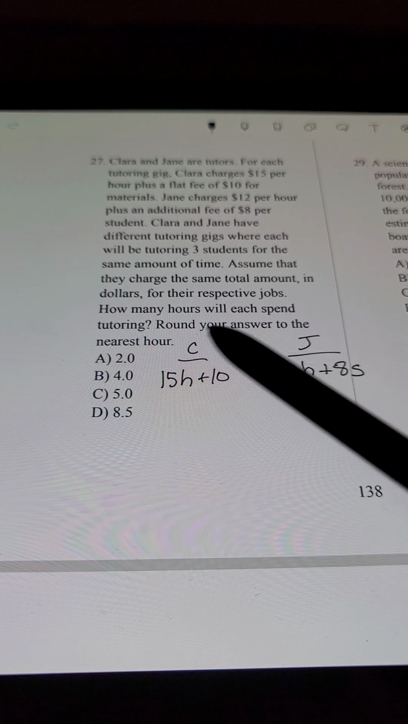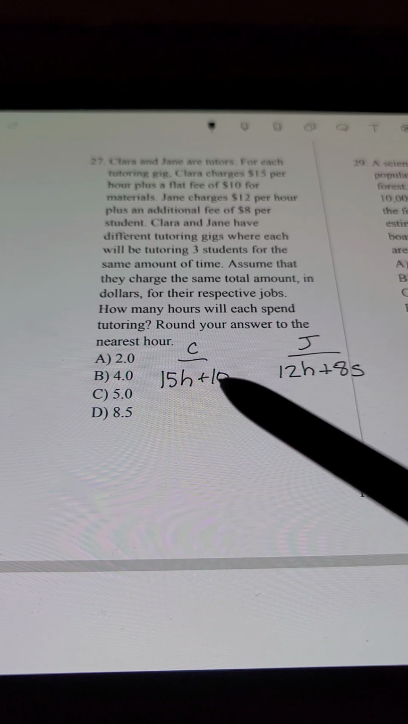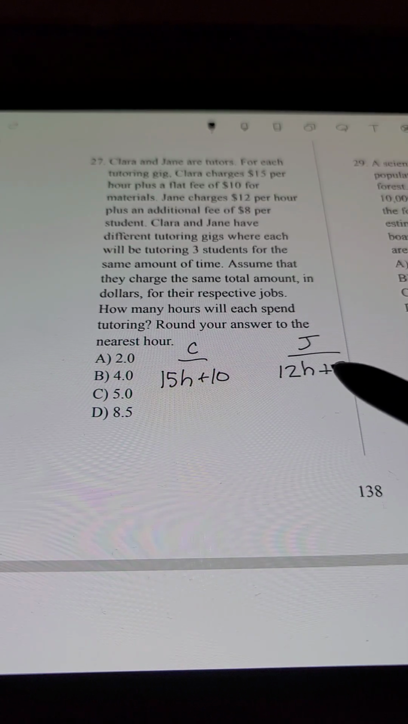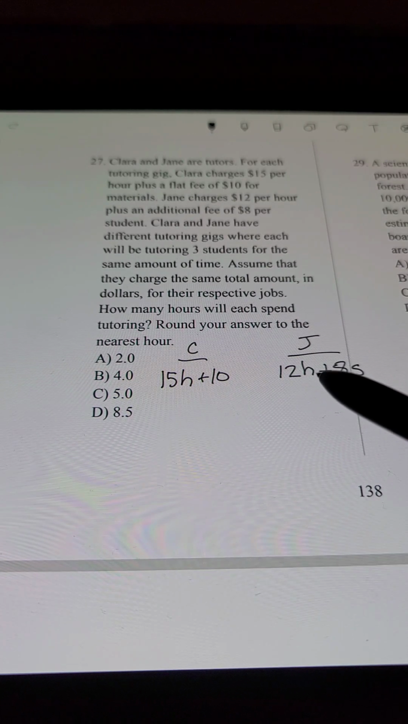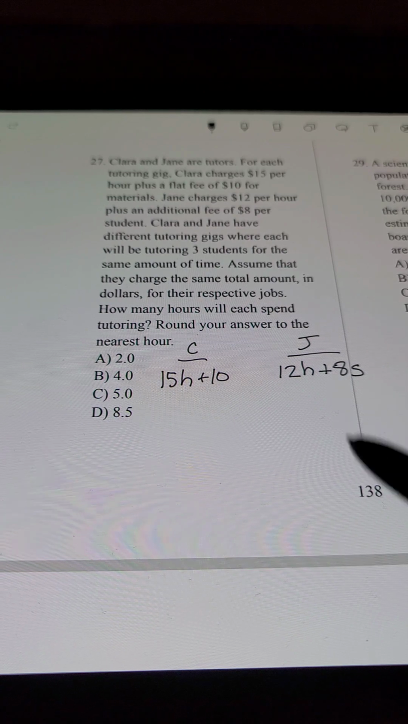Okay, so if we're writing out Clara's situation, the total amount she gets paid would be represented by $15 times the number of hours, because it's $15 per hour, plus the $10 flat fee. And then Jane's situation would be $12 times the number of hours, because it's $12 per hour, plus $8 times the number of students.